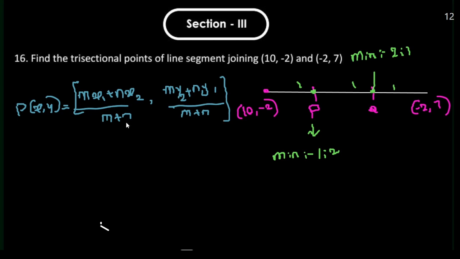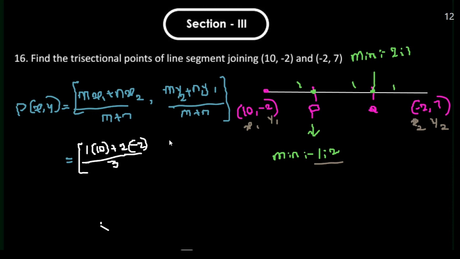Now we need to substitute values in this. So for P, what is m and n? For P, m and n are 1 comma 2, and this is x1, y1, and this is x2, y2. Now let's substitute these values here. Then m is 1, 1 into x2, that is minus 2, plus n, n is 2, 2 into x1 which is 10, by m plus n, which is 3.